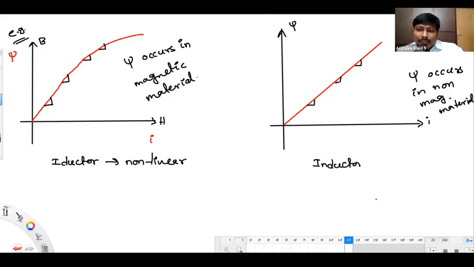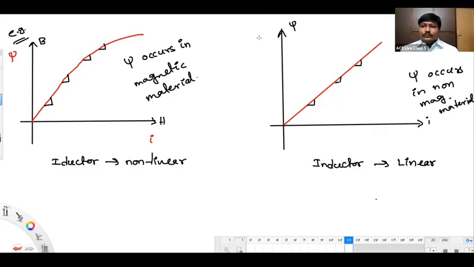Inductor, we are going to name this as a linear inductor. Linear inductor. So I think all of you are getting this? Yeah, very simple, Sunil. Very, very simple. Just listen.